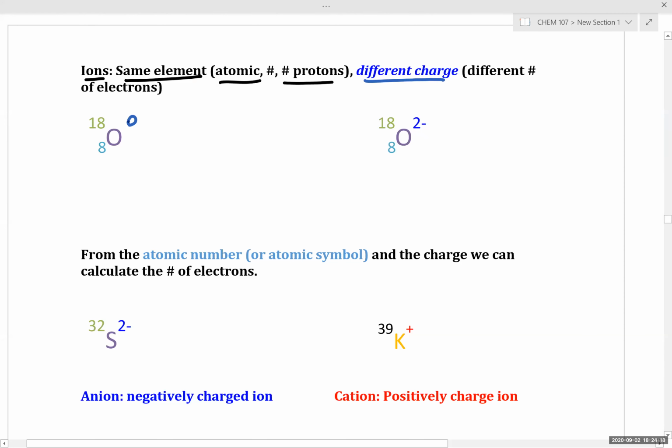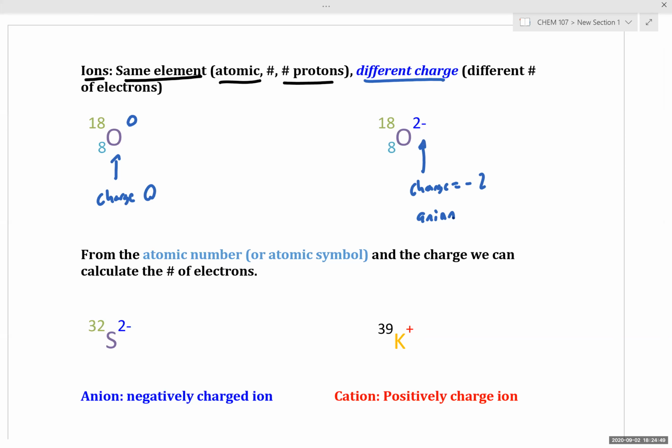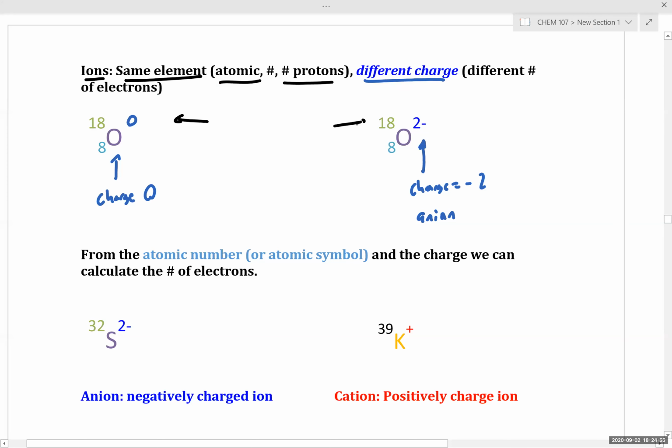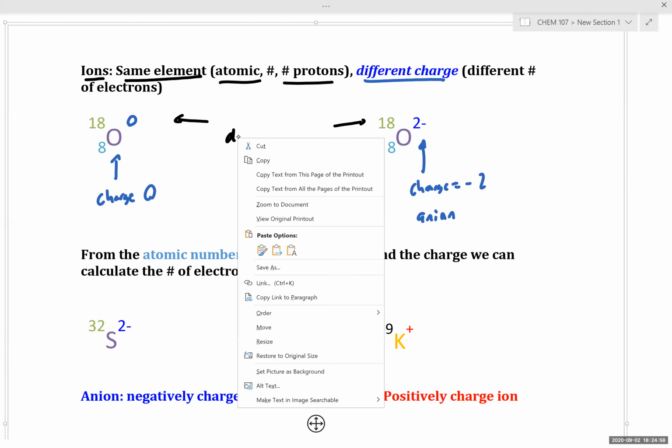So for example, as we can see here, we have a charge of zero for the following oxygen atom. Note, we don't typically write the charge of zero, we just leave it as a blank space if the species has a charge of zero. Compared to, in this case, a charge of negative two, or we have an anion. Now, with ions, we have the same element, but as we can clearly see, our charge is different.